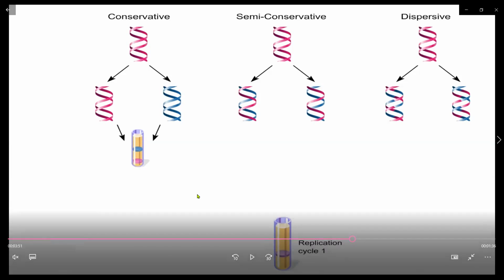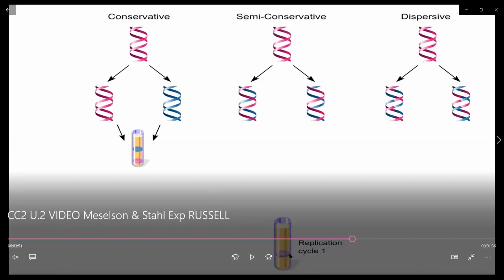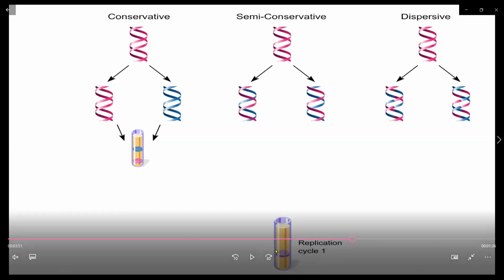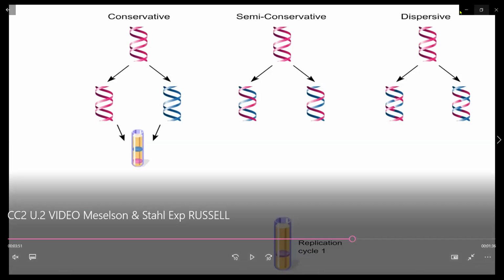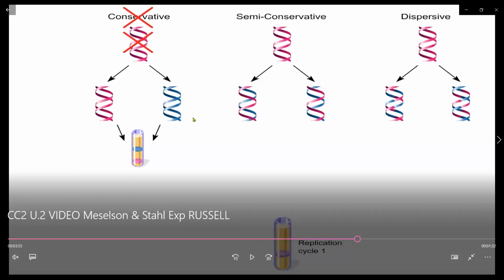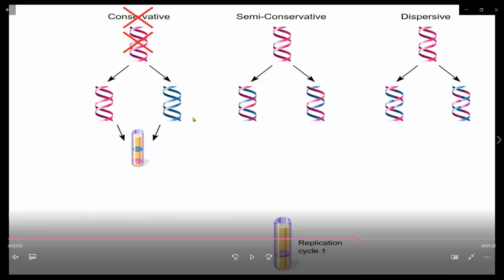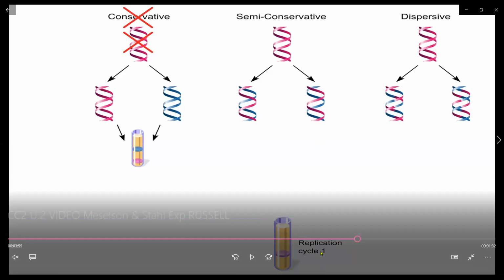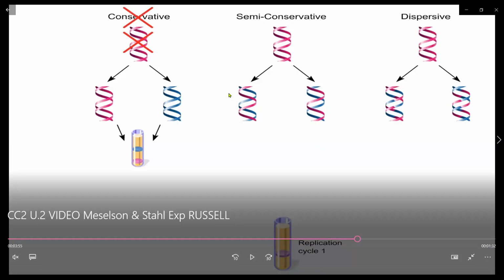But in reality, the experiment showed that there was only one intermediate band. So it proved that DNA does not follow the conservative pathway of replication. So from replication cycle 1, one thing was clear, that DNA is not following the conservative pathway of replication. But there are two other pathways which are also showing DNA of intermediate density.